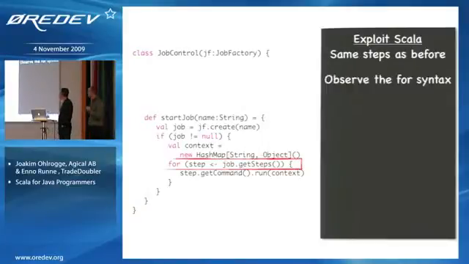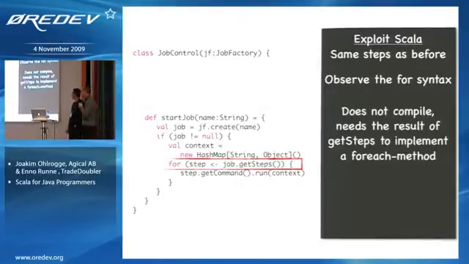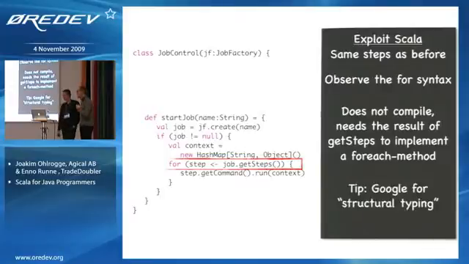The new thing here that you haven't seen before is this for loop syntax. And this one doesn't compile now, because here the job get steps will return a Java type which doesn't have a for each method, which is required for this for loop. And this is called structural typing, and we won't get deeper than this. But we can get help here.